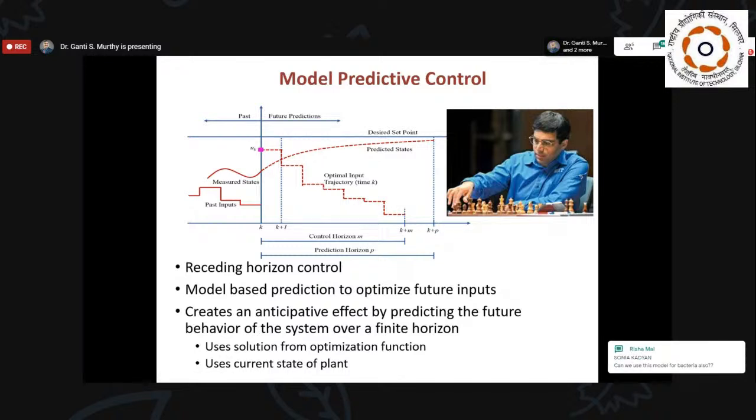And this creates the anticipative effect, because we predict the future behavior of the system over a finite time horizon. And because this finite time horizon, the k plus p number of steps, keeps moving. In the first instance, when we are calculating now, it will be k plus p. In the next instance, it will be k plus 1 and k plus 1 plus p, so one more step. So it keeps on receding. That's why it's also called receding horizon control.